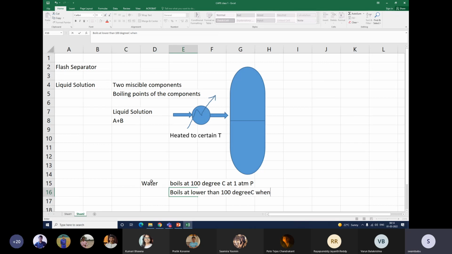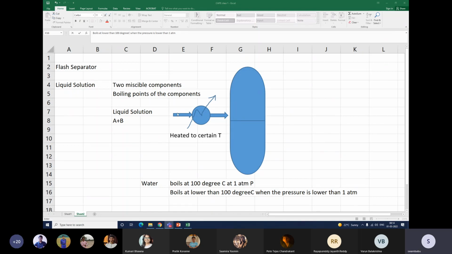when the pressure is lower than 1 atmosphere. Do you agree with me? This is a well-known statement. Water boils at 100 degrees centigrade if the pressure inside the chamber is 1 atmosphere. The same water boils lower than 100 degrees centigrade when pressure is lower than 1 atmosphere.